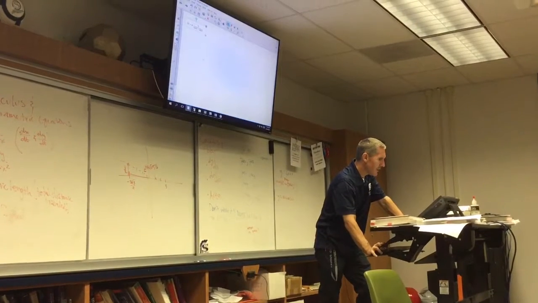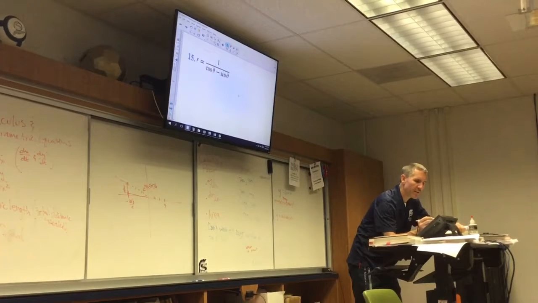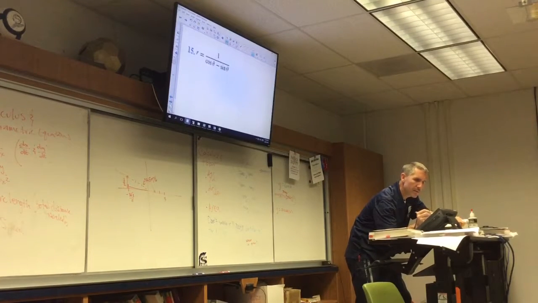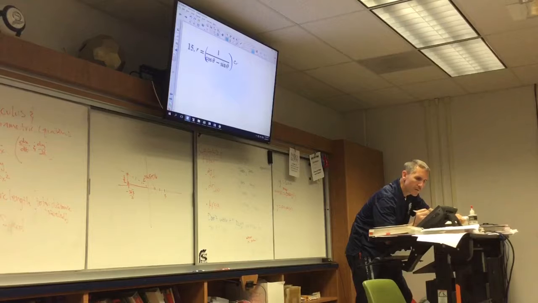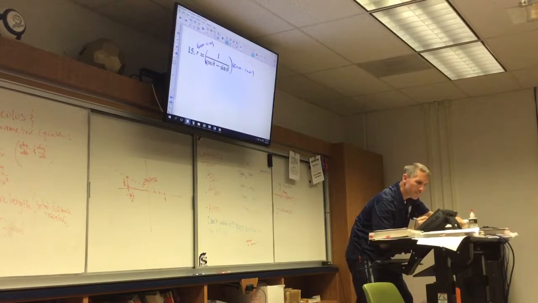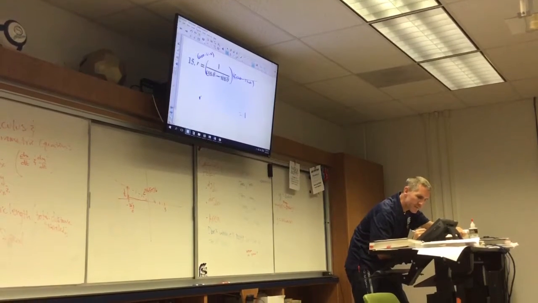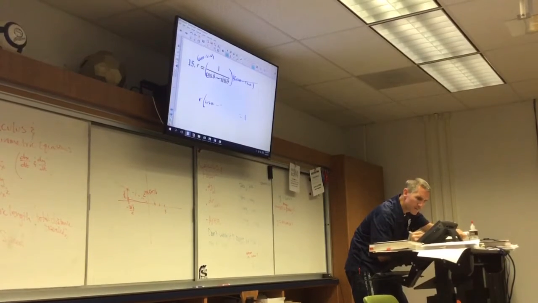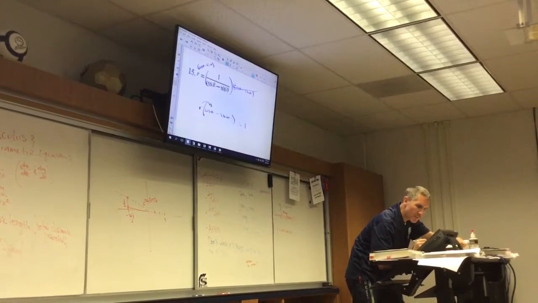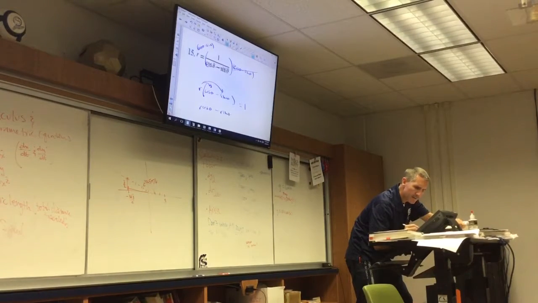So for something like 15, we have this. If we multiply both sides by cosine theta minus sine theta, then on the right-hand side, I'm just going to be left with 1. And on the left-hand side, once I distribute through, I'm left with r cosine theta minus r sine theta equals 1.